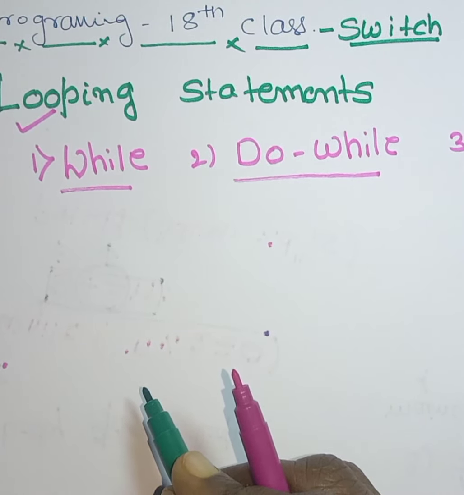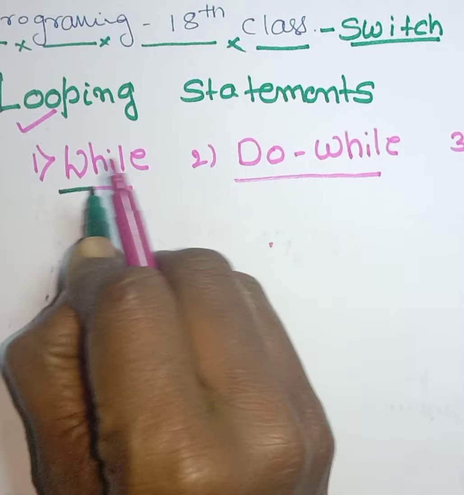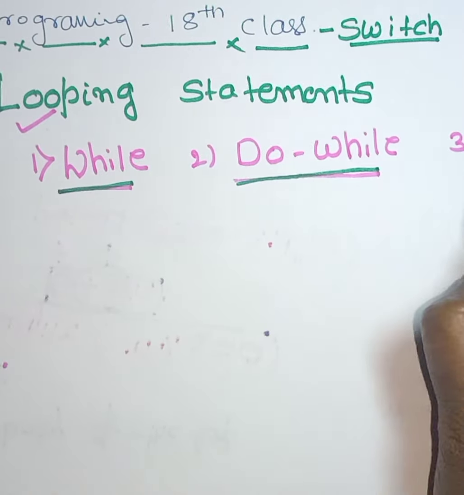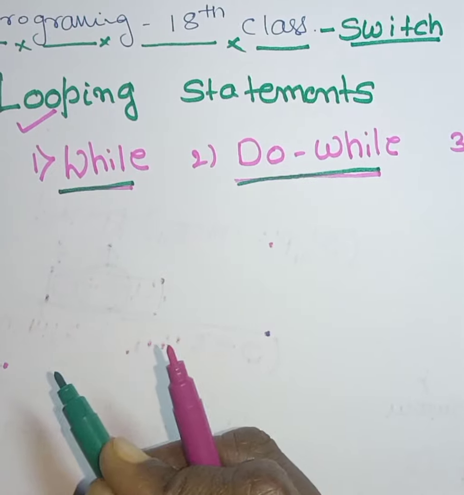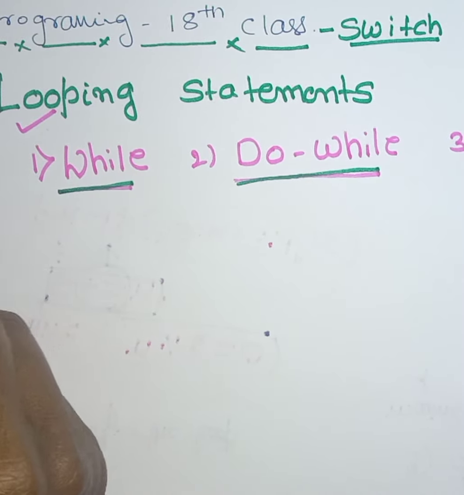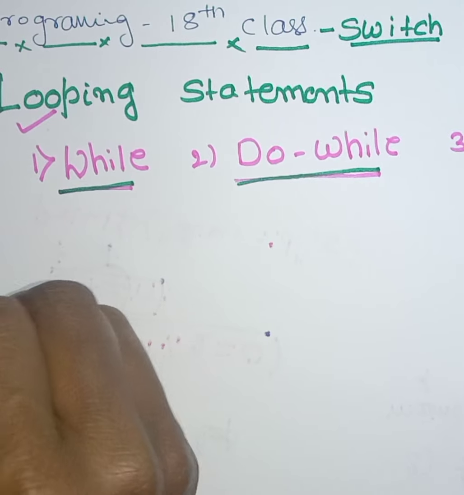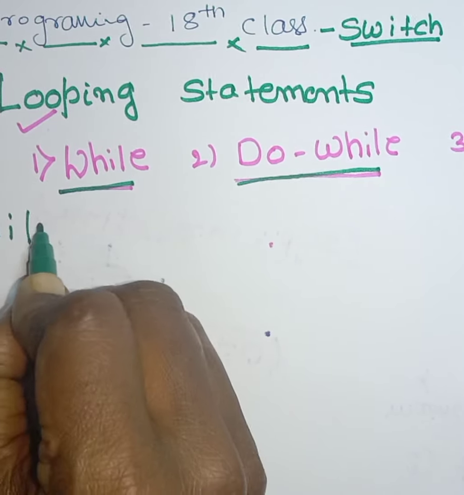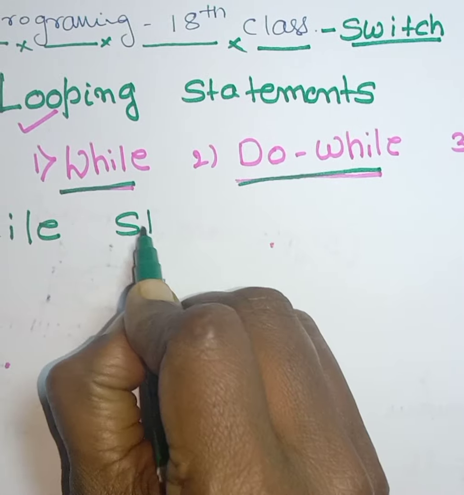In C, we have three types of looping statements. Let us study one by one. The first one is the while statement.